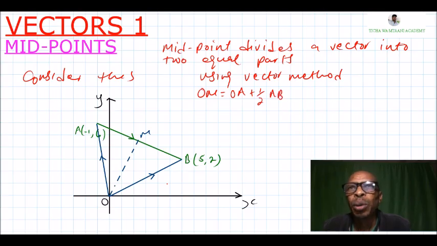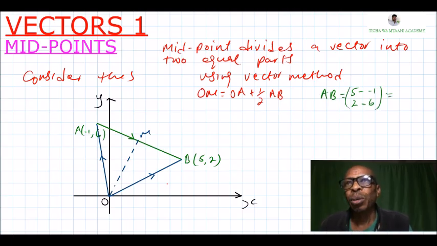So we already have OA, so we need to find AB. I'll do it separately here. So AB is equal to (5 minus -1, 2 minus 6). So that gives us our AB, which is equal to (6, -4). So that is our AB.